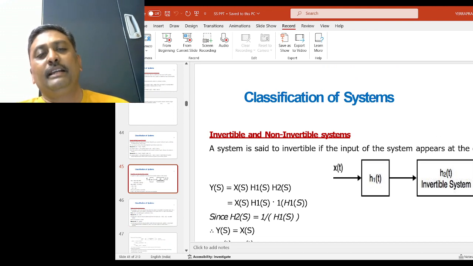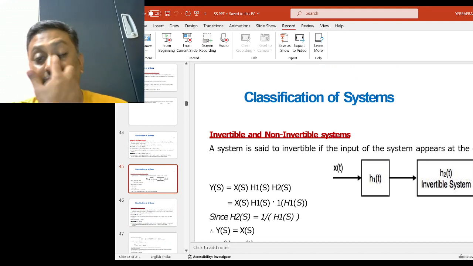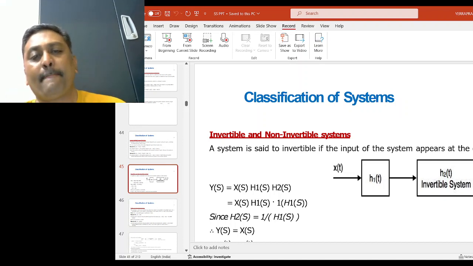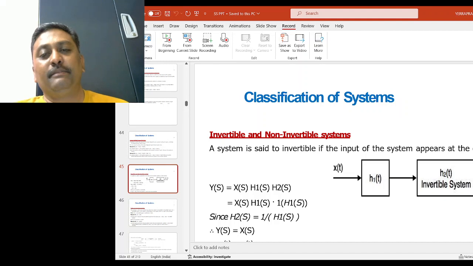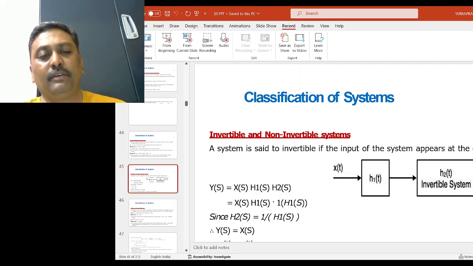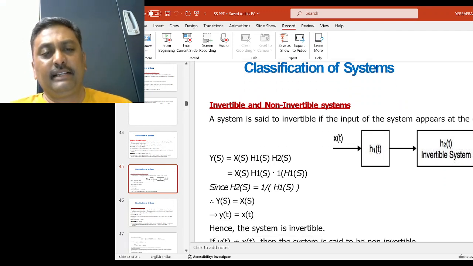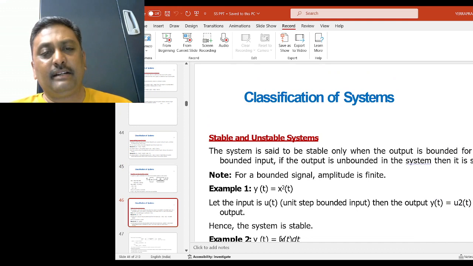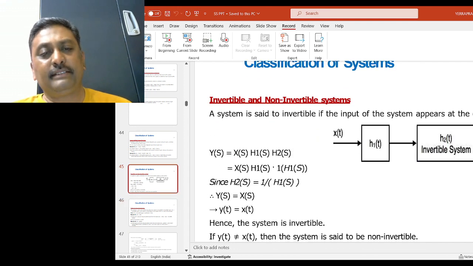Invertible and non-invertible systems: a system is said to be invertible if the input of the system appears at the output, that is y of t is equal to x of t. In the next lecture we will be seeing the total product of these things.